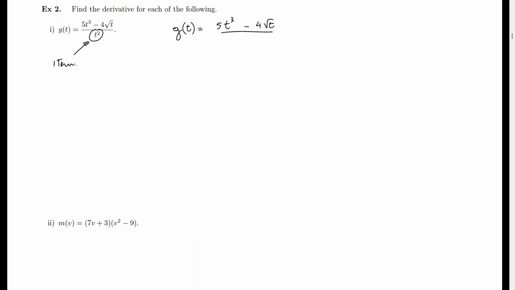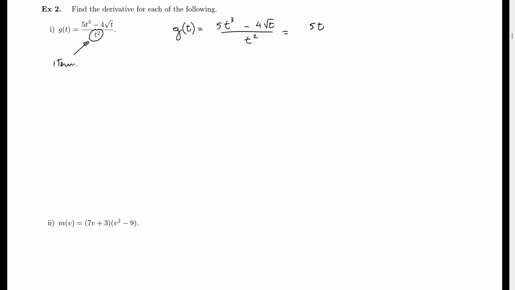This one is g of t, and it has a fraction with t's on the numerator and t's on the denominator. So for a problem such as this one, where we have a single term on the denominator, this is just one term because there's only one letter there, the way it's going to work is we're going to rewrite the problem by giving that term on the denominator to everyone in the numerator.